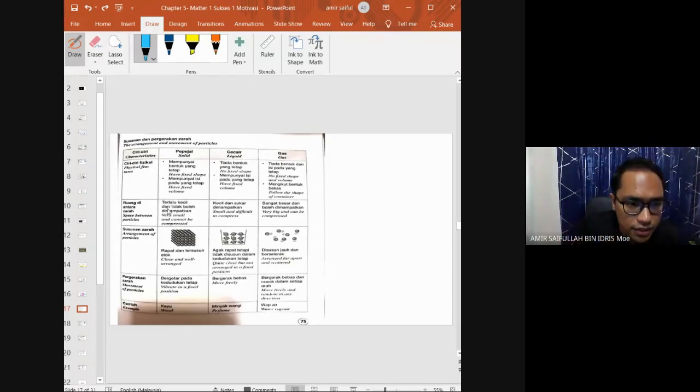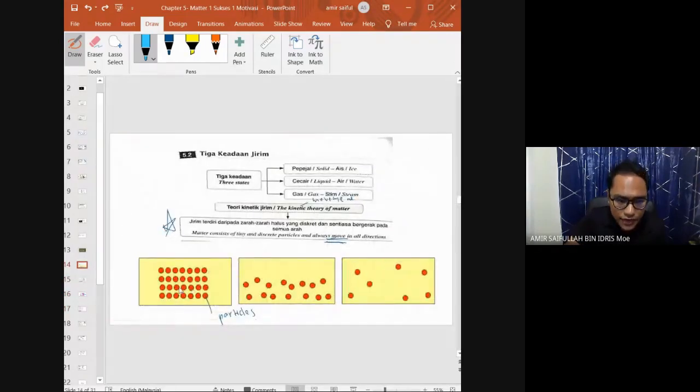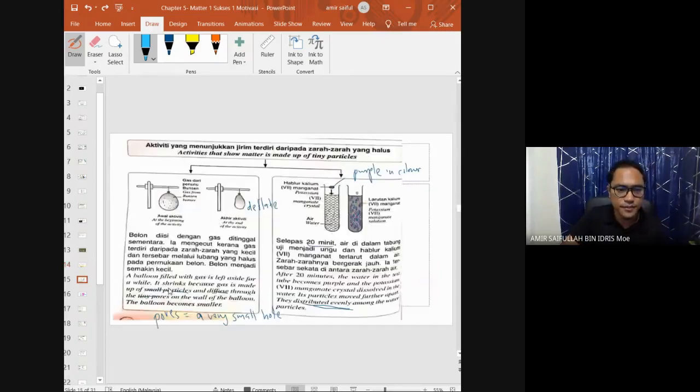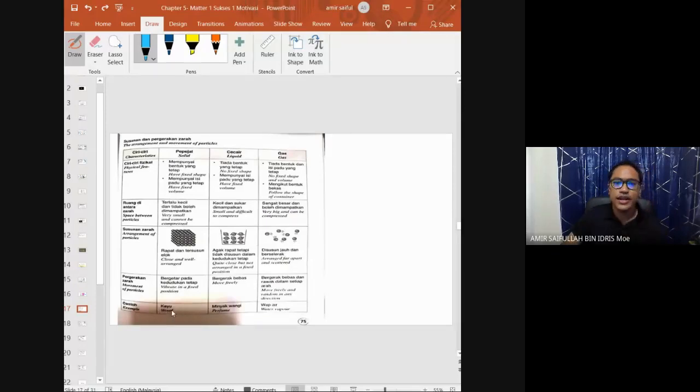Next, the spaces between the particles of a solid are very small, and they cannot be compressed. You see, I try to compress, cannot. So I cannot compress a solid easily. They are very close together and well arranged. The movement of particles, they are vibrating, like in this picture. They are vibrating, but at their own position. They don't go to another position or go to many places. Examples are wood, books and so on.